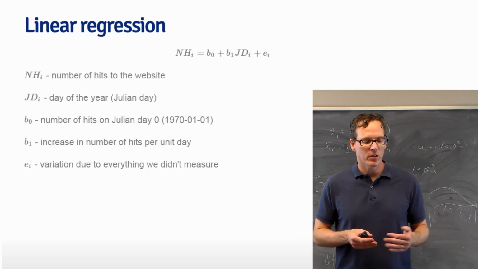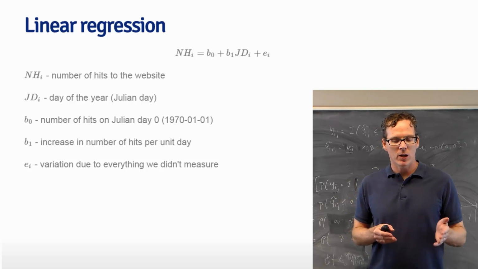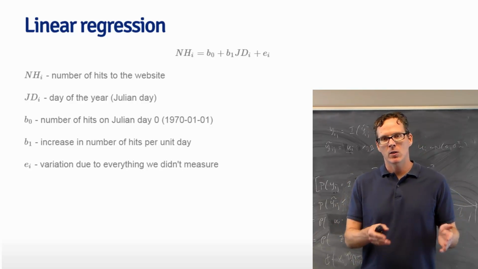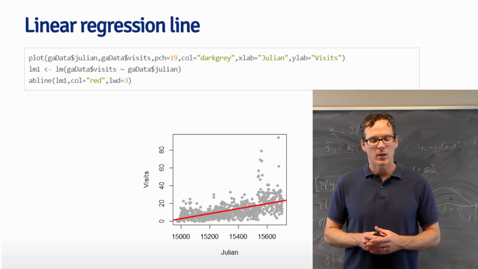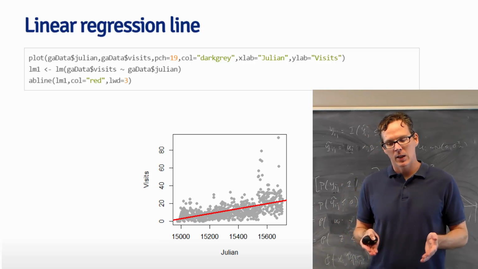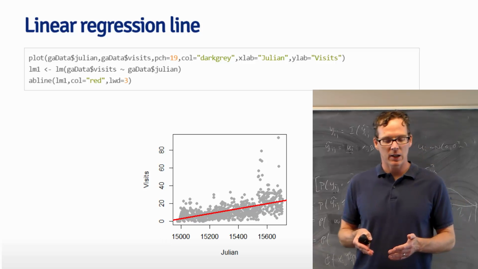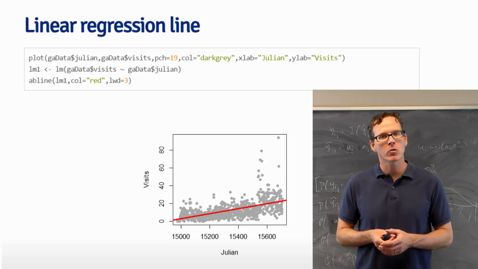So let's just for notation, number of hits, NH, is going to be our outcome. JD is the Julian day, that's going to be our predictor. And this would be a linear regression model. We can plot it and see the fitted line that we would get. It has some issues. Clearly, there's some curvature there. Maybe we should have put an x squared term in. But that would be our first approach to this.